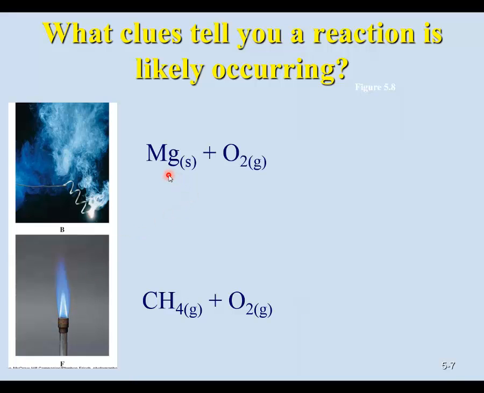If we take magnesium metal and we heat it up till it begins to combust with oxygen in the atmosphere, well, we can see an energy change. We see light energy being released in this process. We're also seeing fumes in the gas state that are being produced. These all indicate chemical reactions occurring.